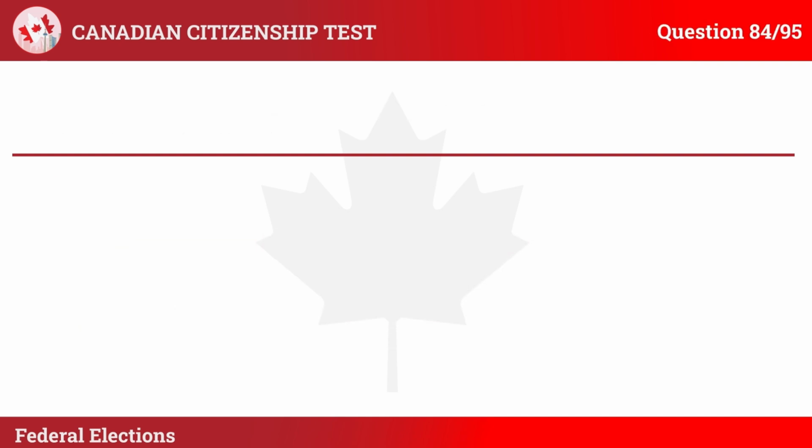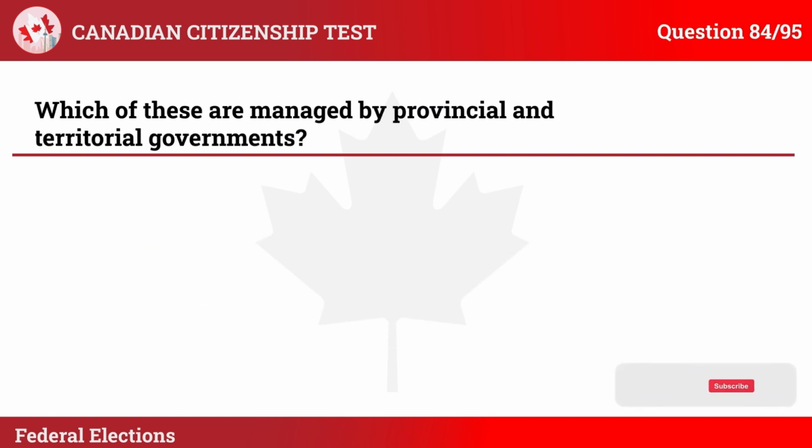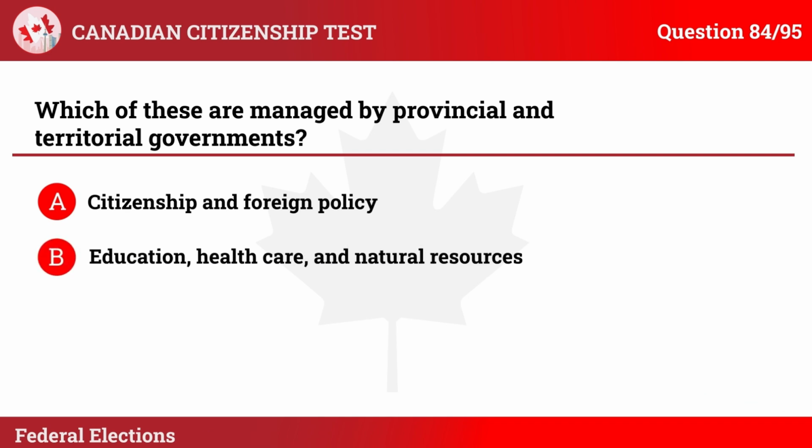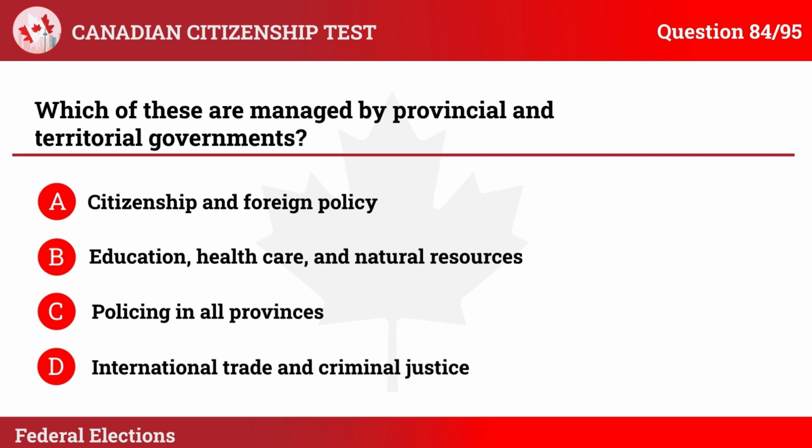Question 84. Which of these are managed by provincial and territorial governments? A. Citizenship and foreign policy. B. Education, health care, and natural resources. C. Policing in all provinces. D. International trade and criminal justice.